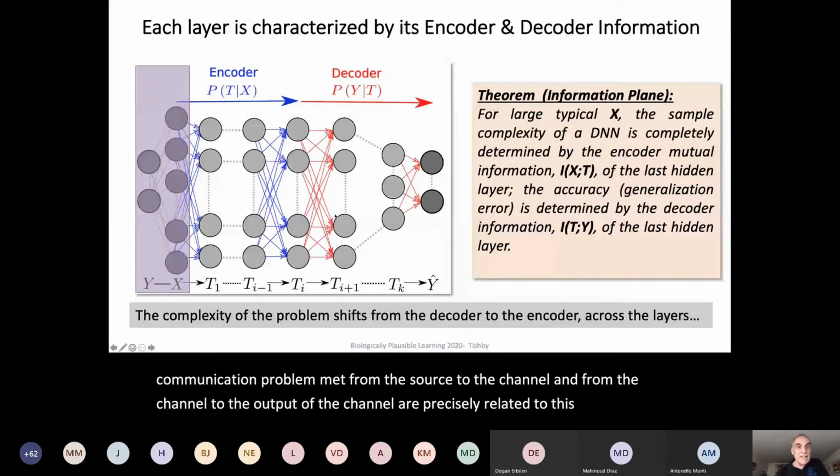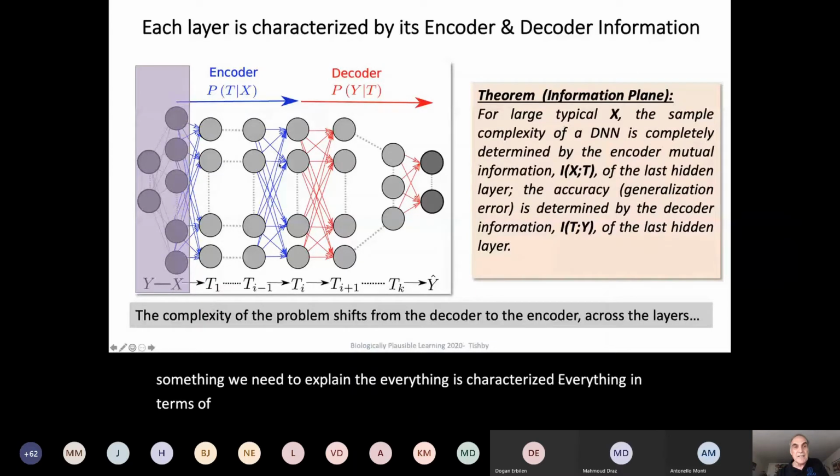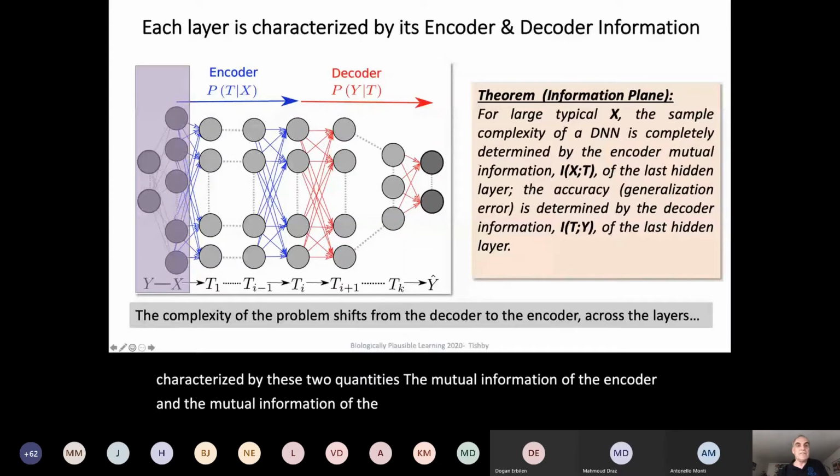And my claim is that for typical large problems, and that's something we need to explain, everything in terms of sample complexity and accuracy, generalization error, is characterized by these two quantities: the mutual information of the encoder and the mutual information of the decoder. Why is that? I don't have the time to explain now, but you can find it in various papers now.